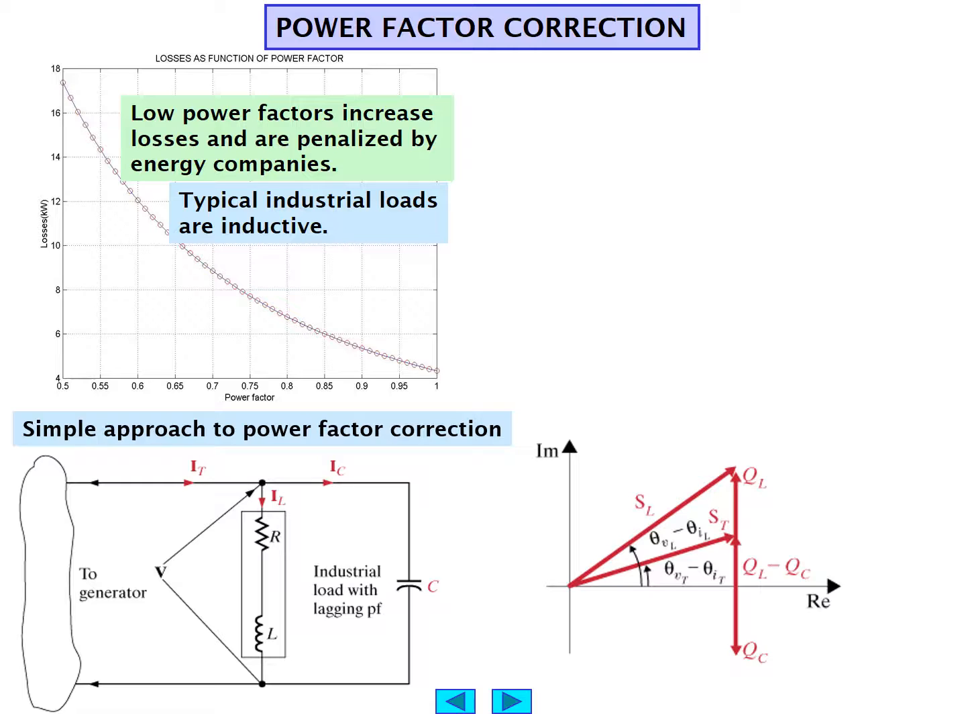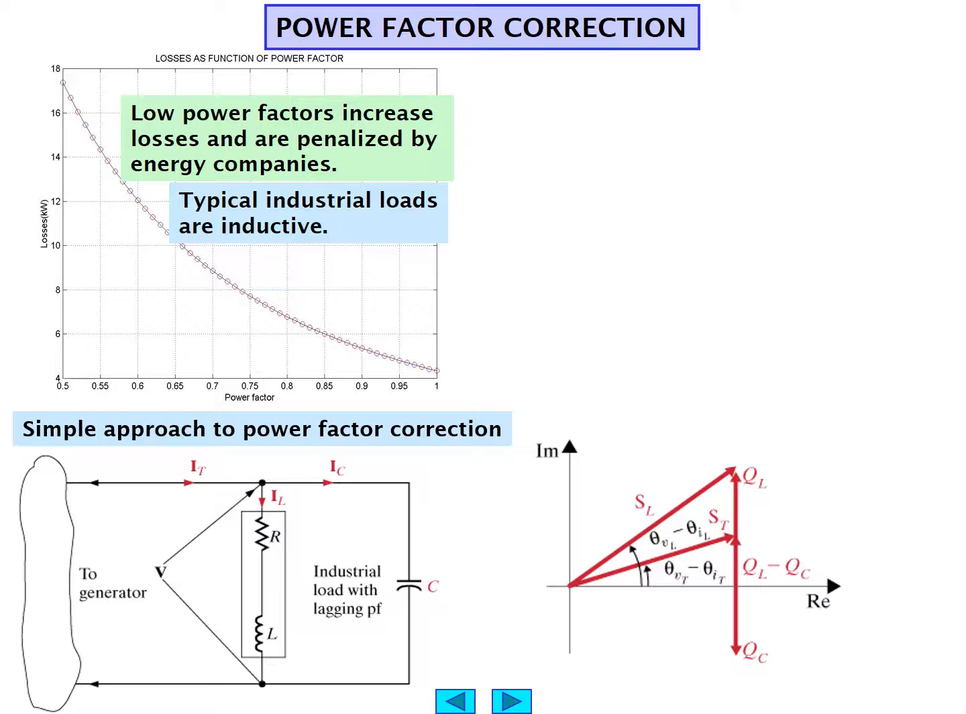The simple approach then to power factor correction is to add a capacitive load which will adjust the power factor. So here we have an example of a generator providing load current to a load which is primarily inductive in nature, has some series resistance and some inductance with a voltage across it, and we will put a shunt or parallel capacitor, hopefully, to mitigate the power factor.